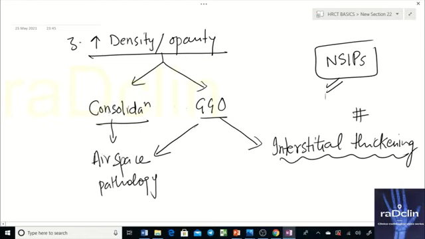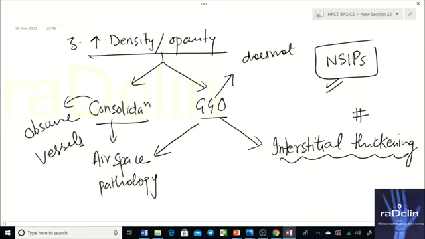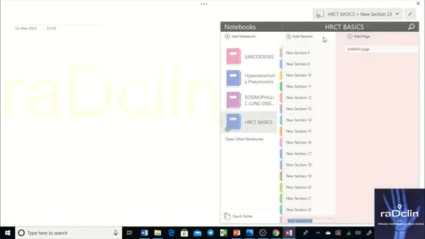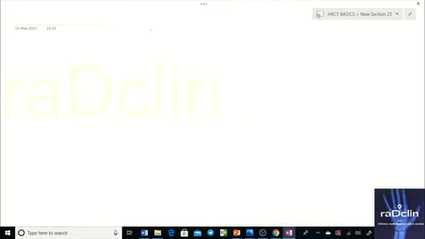How do they look? Consolidation, obviously, obscures the vessels. GGO does not obscure vessels. So that is the imaging difference. Now, when you have consolidation in front of you, or when you have a GGO in front of you, you can't say anything unless you have clinical history with you.